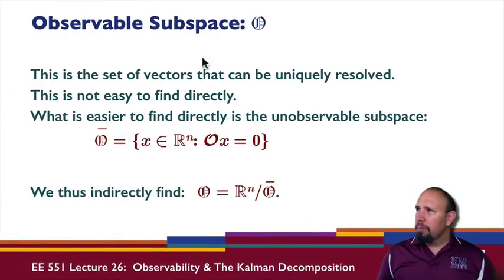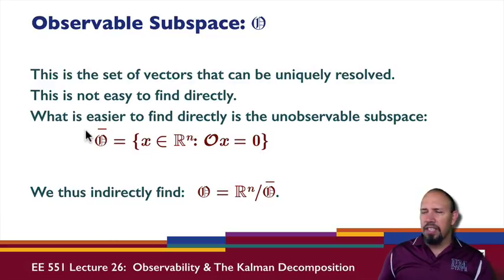Now, the observable subspace is the set of vectors that can be uniquely resolved in our entire state space. In general, this is not that easy to find. What's easier to find is the unobservable subspace, the complement of that. The unobservable subspace is where our output map times x is equal to 0. So we can indirectly find the observable subspace as all of Rn with this subspace removed. We can think of it as the orthogonal complement of O bar. We don't actually say it's the orthogonal complement because it's not necessarily orthogonal. Well, I guess it kind of is, but anyway.